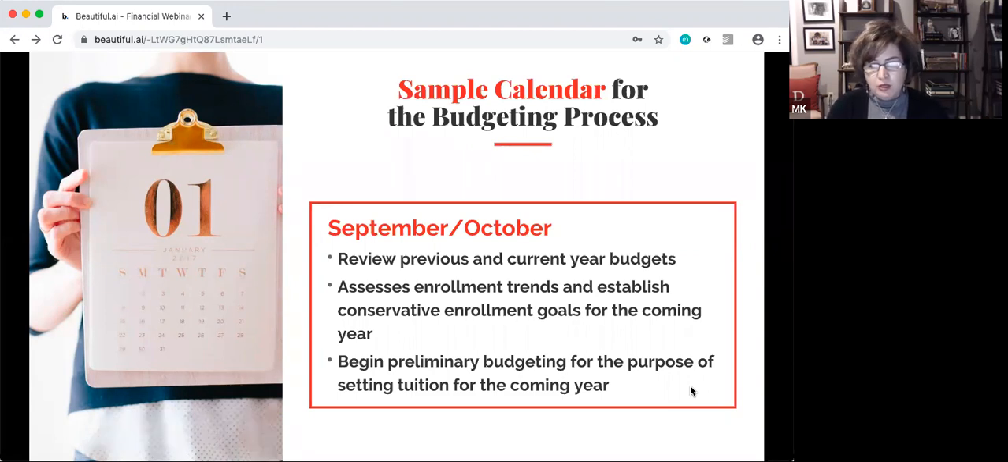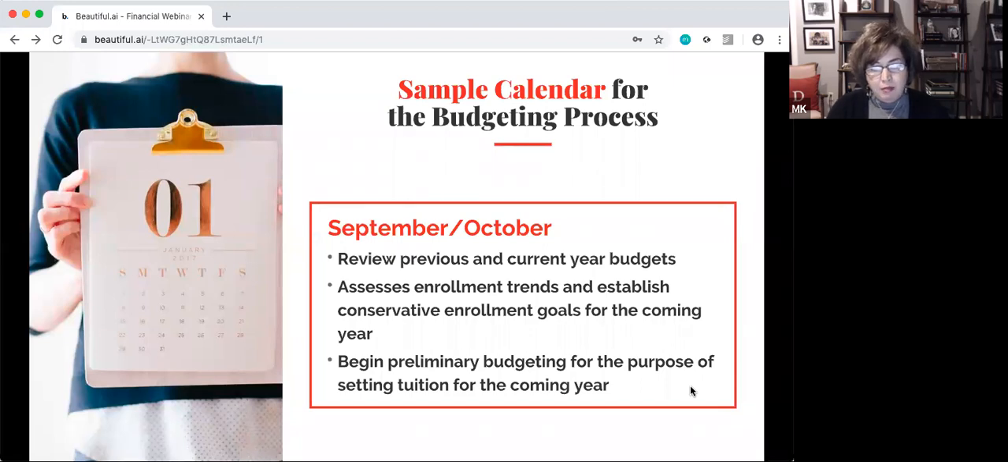September and October is really the time for us to begin to gather information, to review previous and current year budgets, to begin to assess enrollment trends and establish a conservative enrollment goal for the coming year. So not only do we have new students in September, and are we working on bringing families into our schools and getting everybody back into back to school mode, we're also taking a look at what we've got coming forward and looking at what our enrollment is today and what we think it's going to be going forward.